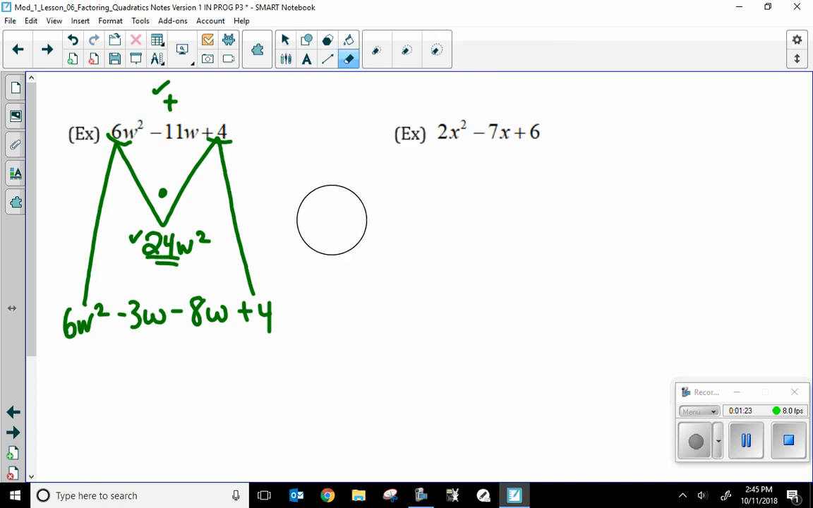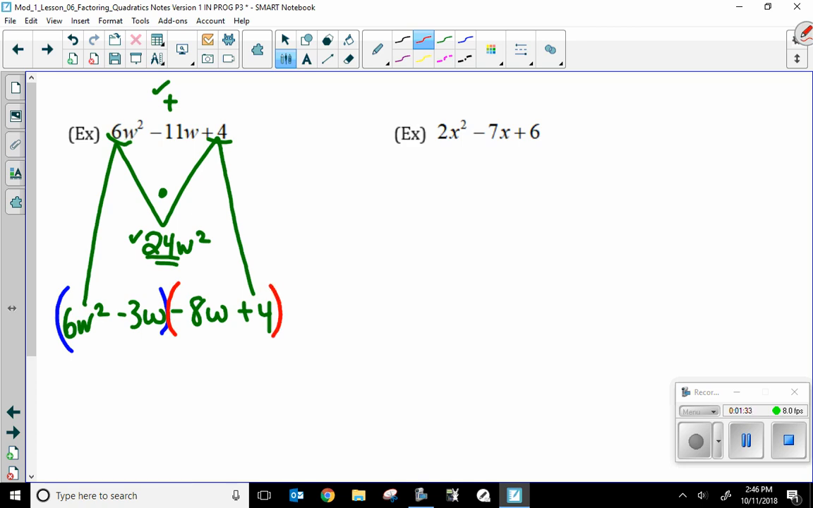Now, we go back to factor by grouping. Okay, I'm going to group these two together and get our greatest common factor. And I'm going to group my second two terms and get out a greatest common factor. So if I do this right, I can pull out a 3w. And what would be left? 2w minus 1.